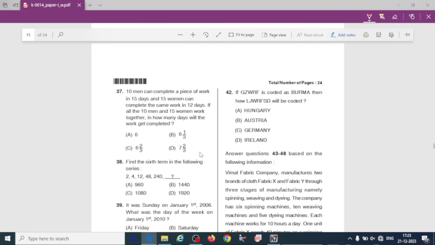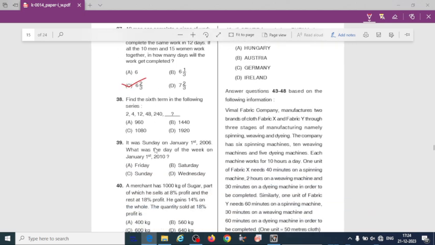So the next is reasoning or aptitude, numerical ability test. So 10 men can complete a piece of work in 15 days. 15 women can complete the same work in 12 days. If all the 10 men and 15 women work together, in how many days will the work get completed? So 37, 6 is to 2 by 3. Find the sixth term in the following series: 2, 4, 12, 48, 240.